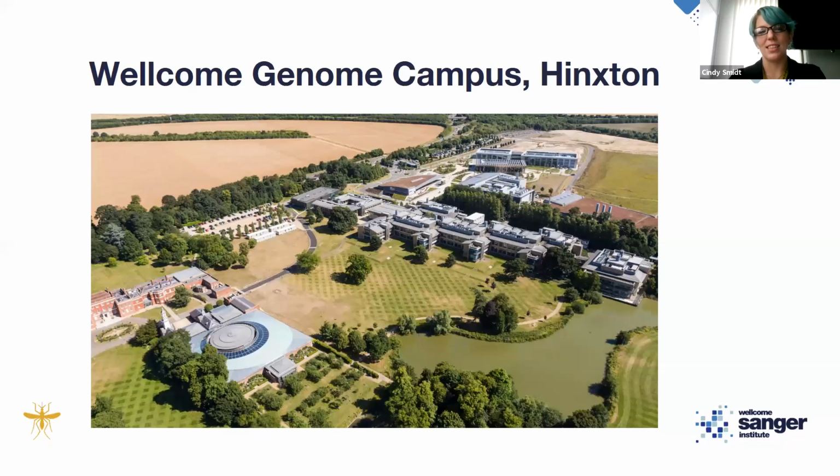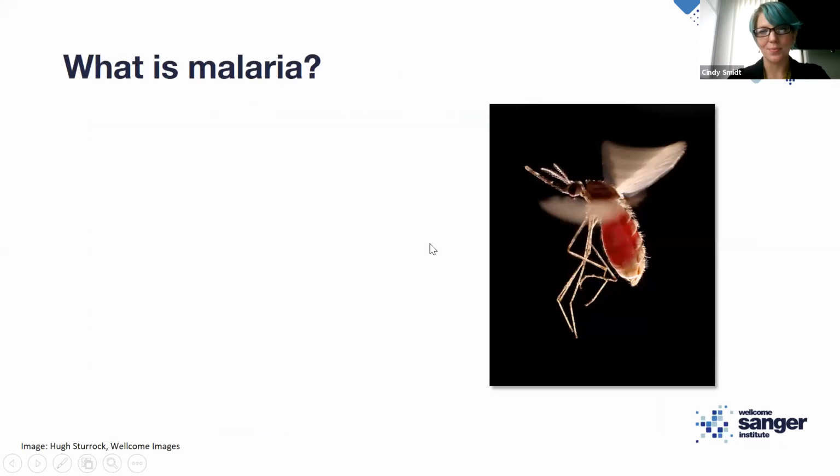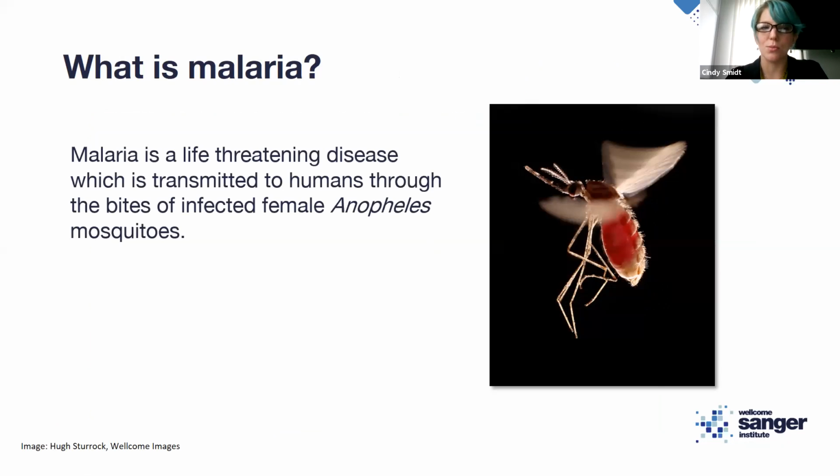So this is our campus. It's very big. And we do our mosquito work somewhere in this building. I don't know specifically from that kind of view. So what is malaria? Malaria is a life-threatening disease which is transmitted to humans through the bites of infected female Anopheles mosquitoes. It is only the female mosquitoes that bite you.